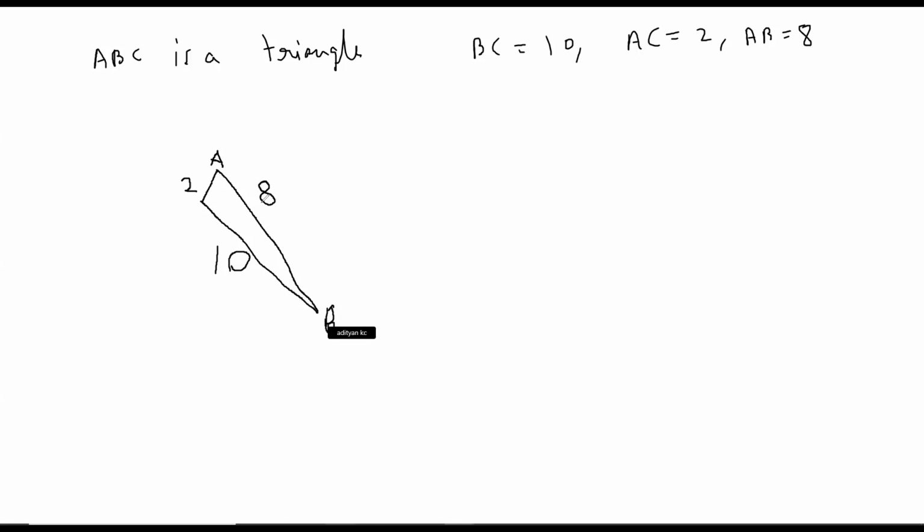Yeah, so this is B, and we'll also have C here. Hypothetically, you have drawn it, but are you sure that it's possible? Are you sure that you can actually make a triangle with lengths 2, 8, and 10? That is the question we want to answer.